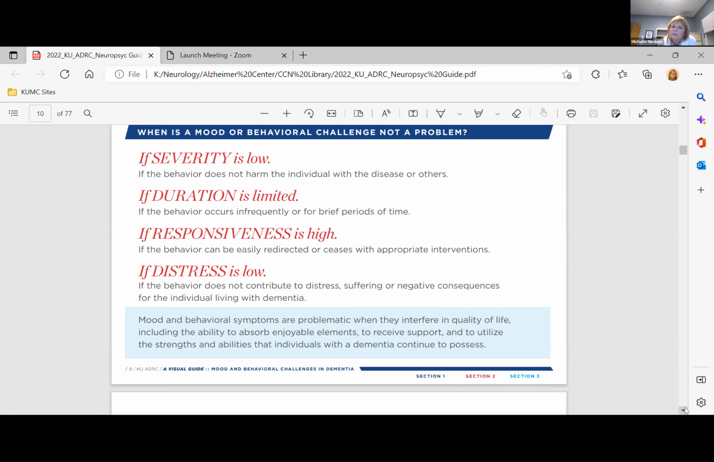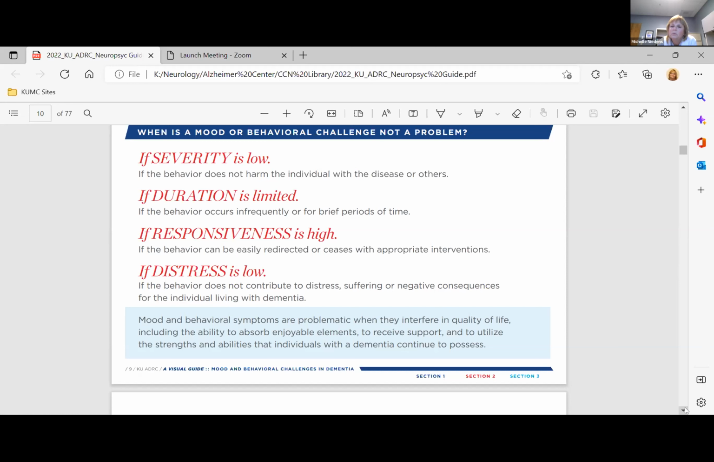So if the behavior is very infrequent, once in a blue moon, we're probably going to live with it. We're going to figure out some helpful responses, but we're not going to worry a great deal about it. If responsiveness is high, and by that I mean if someone can be redirected, if they're saying, I think somebody's out there or whatever, and we're able to redirect them and go on about the day, then that's great. I mean, that's successful care. We're not going to worry about it.